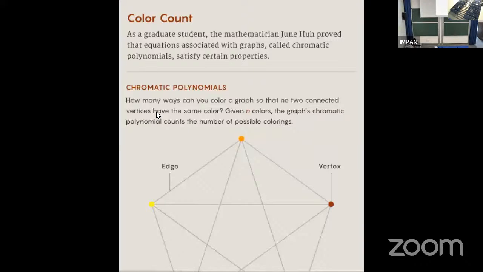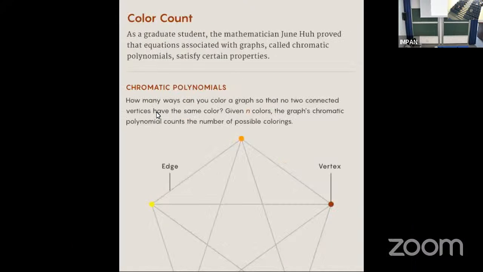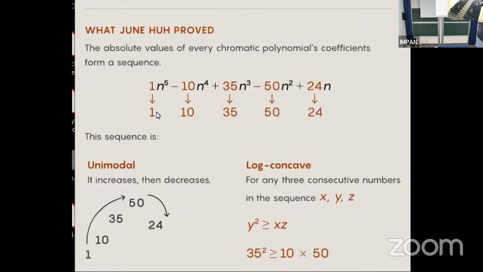Oh, I added this morning. Sorry. I just noticed that I was reading that a graduate student, June Huh, who just won the Fields Medal, proved two things that I knew, but I didn't know that he proved them, which is that the chromatic polynomial is unimodal and log concave. Just throwing this in. So this is the chromatic polynomial of this graph, a hexagon, and you see that the coefficients increase then decrease, and that's going to be always the case.